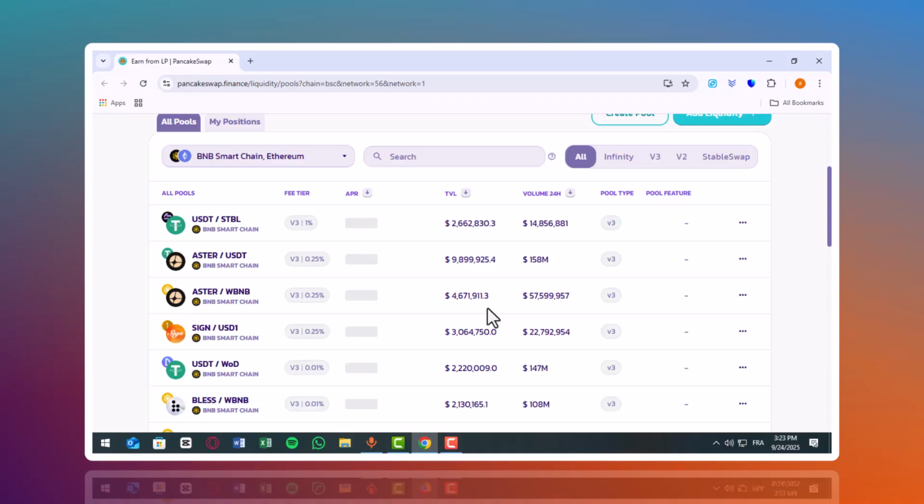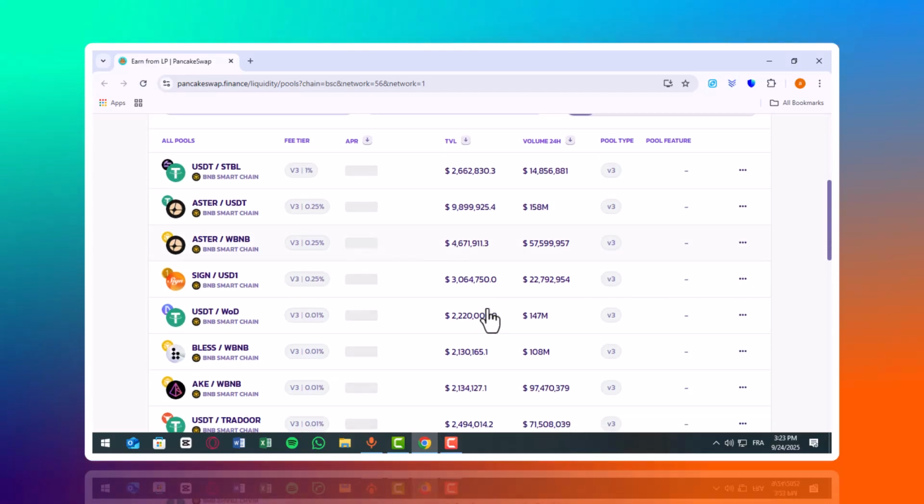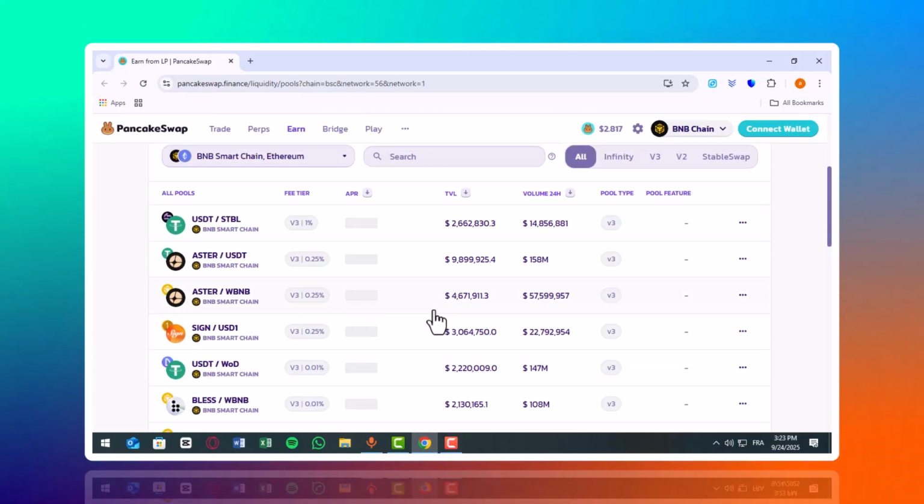Fourth, head to the farming or liquidity pool section. Deposit your tokens and confirm the transaction in your wallet. Once staked, you'll start earning rewards automatically.